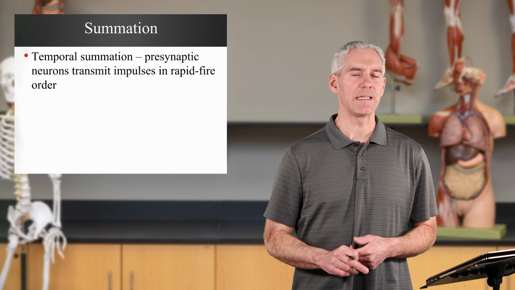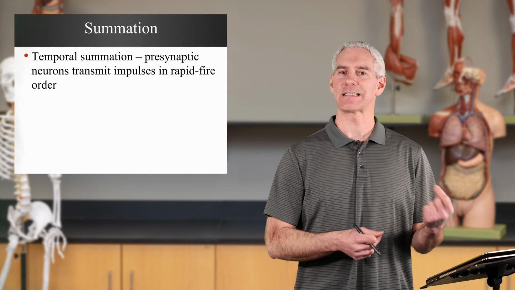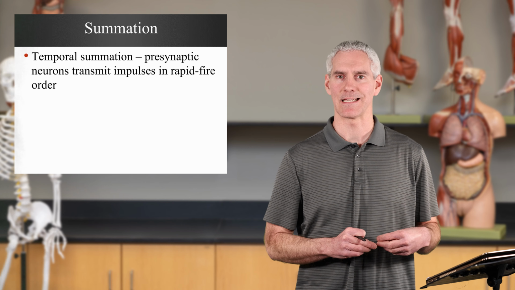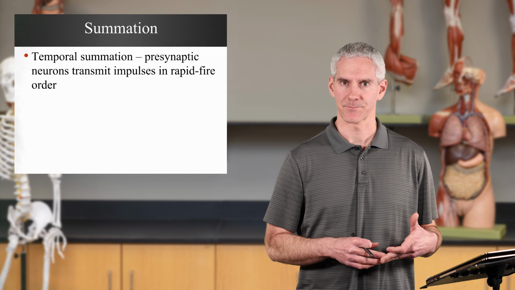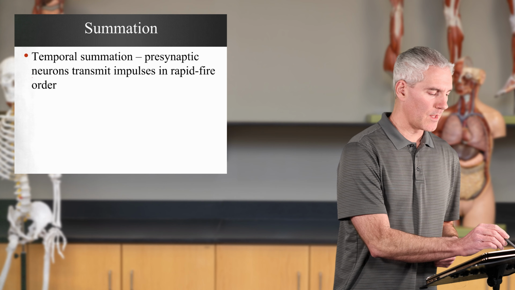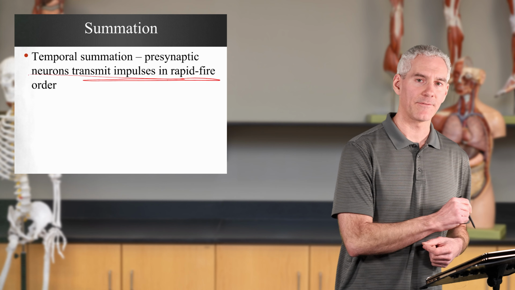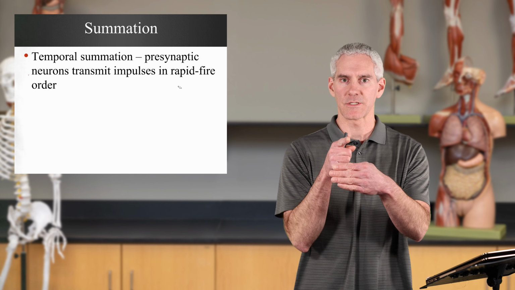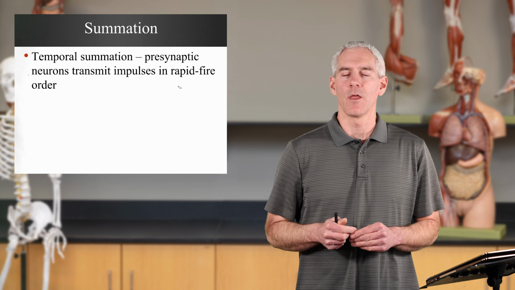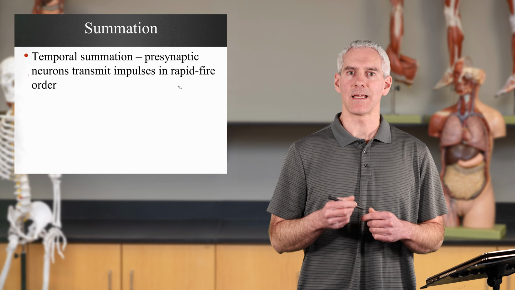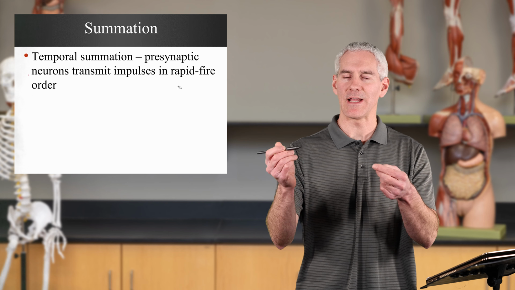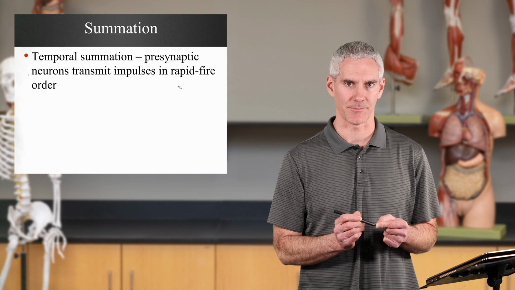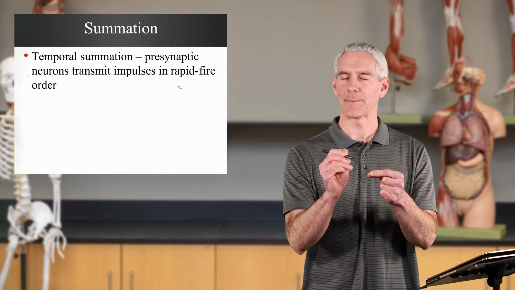So there's 2 ways to summate. First off, we have temporal summation. Temporal, think the base is called time. So temporal is time. What's happening here is the neurons are in rapid fire. So you have basically one single neuron just firing over and over, which means that all of these signals, all of these impulses are hitting the exact same spot on the postsynaptic potential. So it's like one after another, rapid fire.